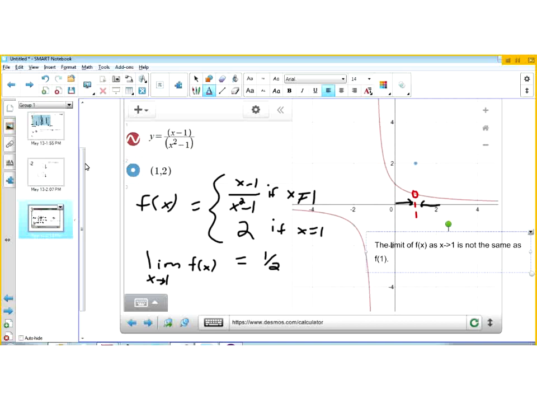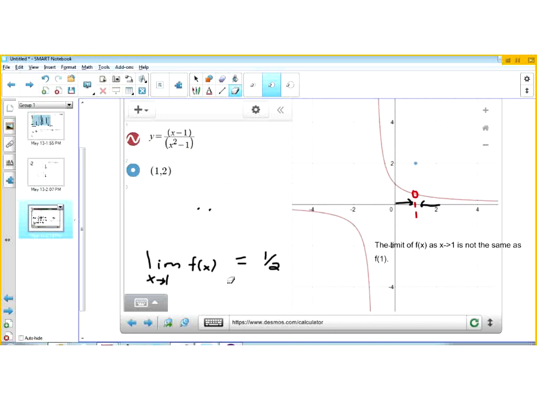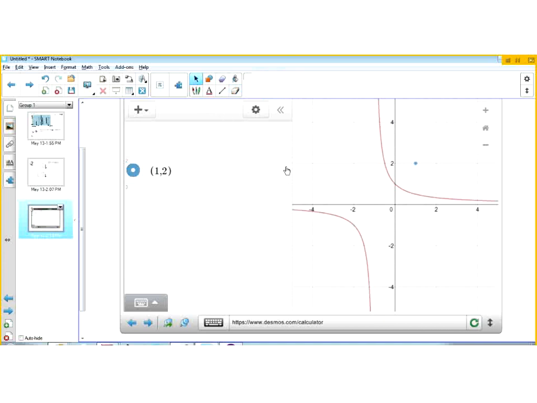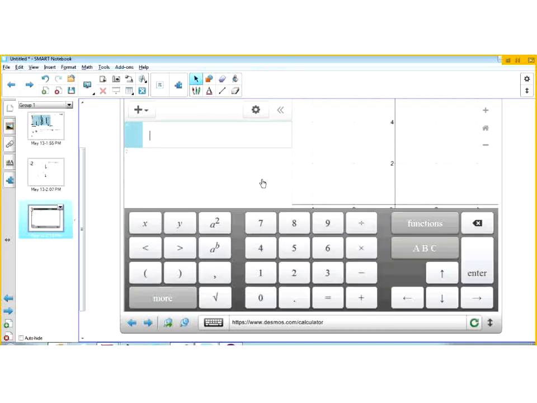So there's one example. Let me pin this. Let's do some more examples, because there are all kinds of unique circumstances that tell us how to deal with limits. So let me scratch this, scratch this. All right, so I'll come back to this graph. So let me add another page.